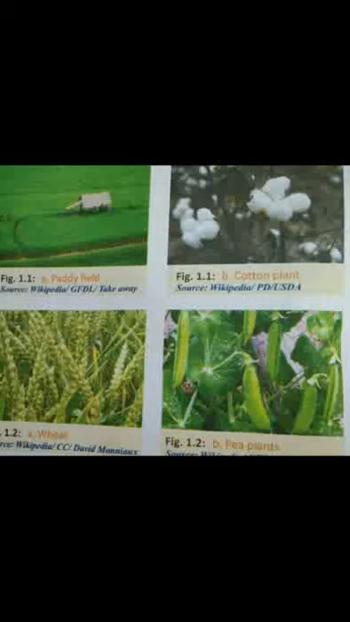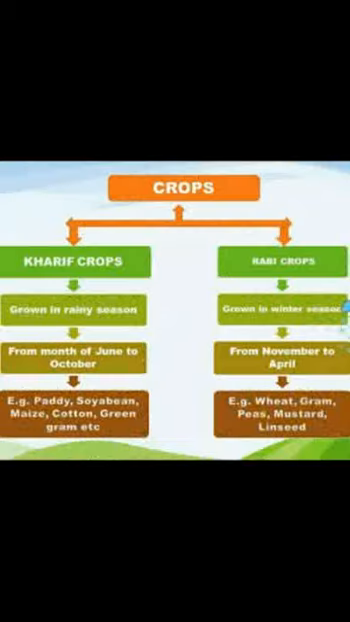Children, you know very well that most of the crops grow well only in a particular season. And based on the seasons in which they grow, the crops are divided into two groups. First, Kharif crops, and second, Rabi crops. Now let us take a look at this flowchart and try to understand the difference between Kharif crops and Rabi crops.